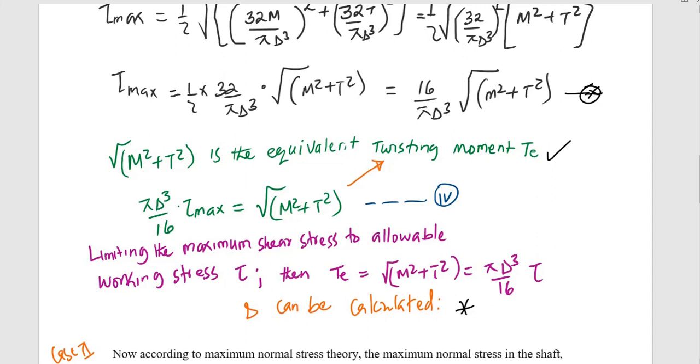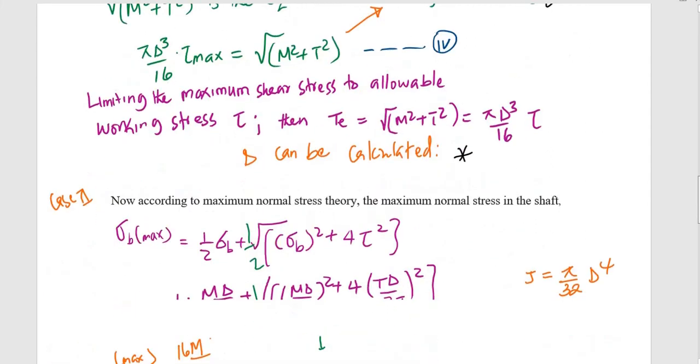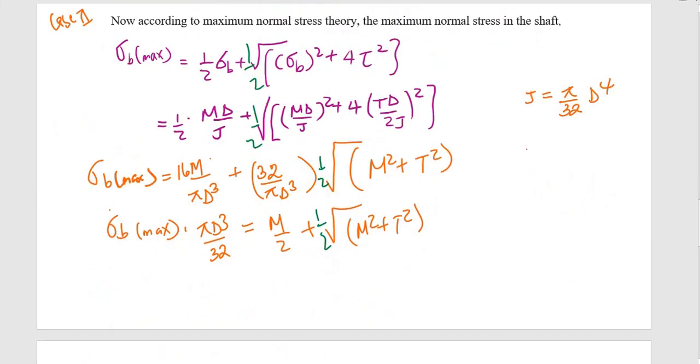So we continue and consider another failure criterion, which is the maximum stress theory or Rankine's theory. From the maximum normal stress or the maximum principal stress theory, we know that the maximum principal stress is equal to a half times the normal stress sigma b plus a half square root of normal stress sigma b squared plus 4 tau squared, or the shear stress squared. So if we substitute in our values, we shall have a half MD out of J plus a half square root of MD out of J squared plus 4 TD out of 2J squared.